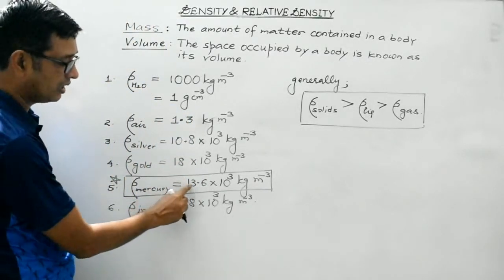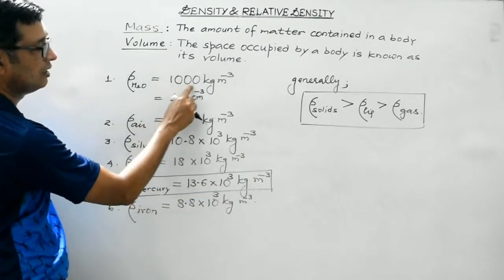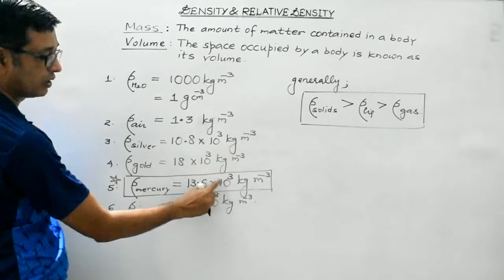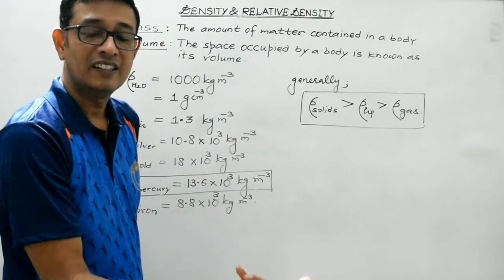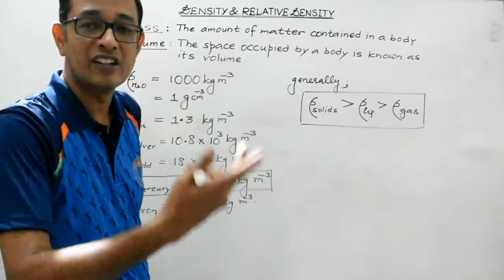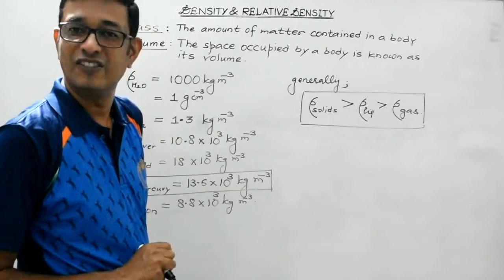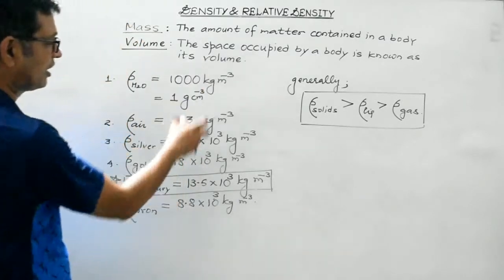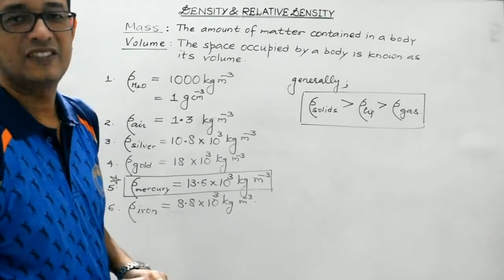Density of mercury is 13.6 times the density of water. Density of water is 1000 kg per meter cube. So it is 13.6 times 1000. That is, density of mercury is 13.6 times greater than the density of water. Clear? So this should give you an idea regarding the density of various substances.